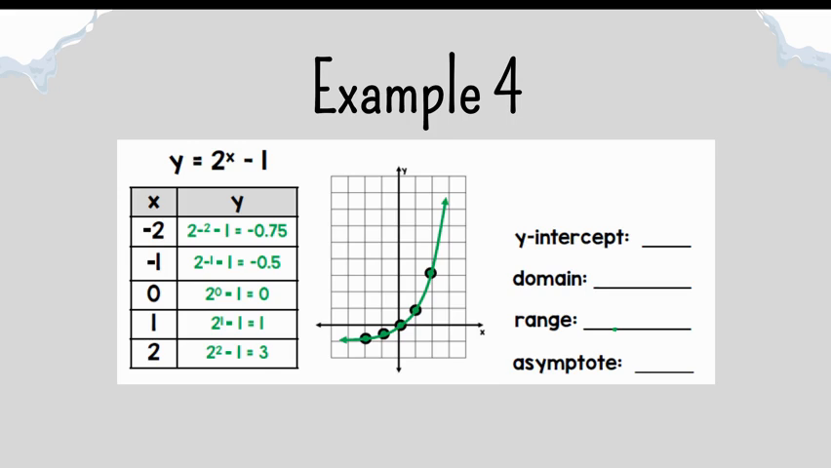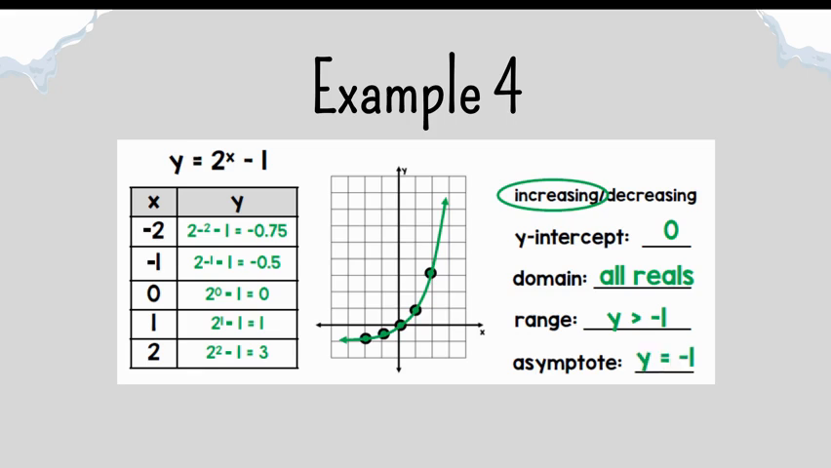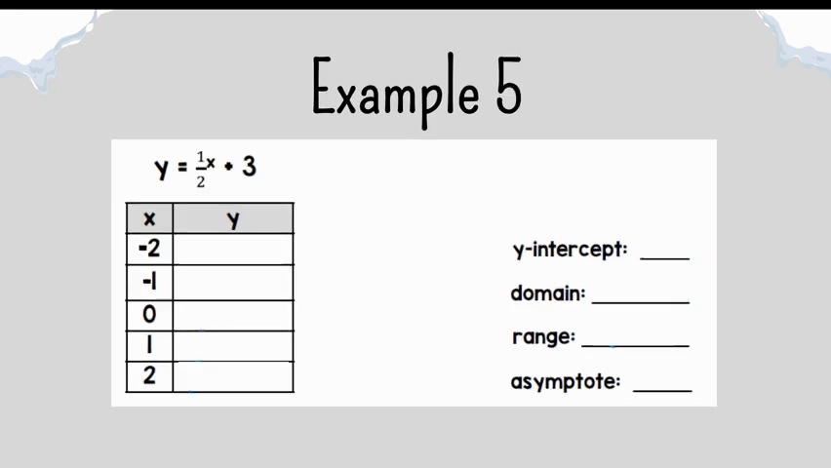So notice we have shifted our graph here and we are no longer sitting where we once were. It is still increasing over the domain because as we move from left to right, it is going up. The y-intercept now is at (0, 0) because I've shifted my graph down. The domain is still going to be all reals, but this time our range, the graph is going to get closer and closer to -1, so y is greater than -1. Our asymptote is that line we get closer and closer to, so y is equal to -1.